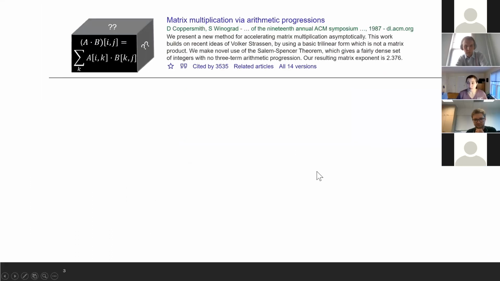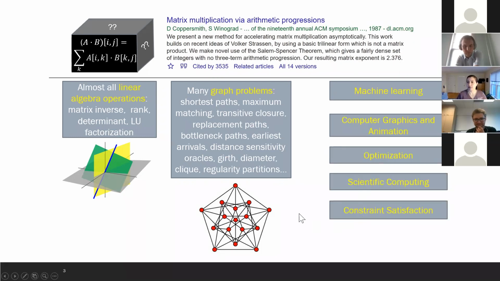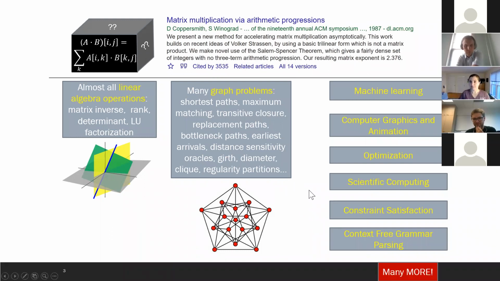Of course, I don't really need to introduce matrix multiplication or why we need to study it. It has so many applications. Most linear algebraic operations can be reduced to matrix multiplication. Graph algorithms can be improved by using matrix multiplication just as a black box, this black box over here. And so on. There are many applications, which is why we actually care about the problem. So this is one reason to study it. Of course, I study it because I find it a fun problem to think about.